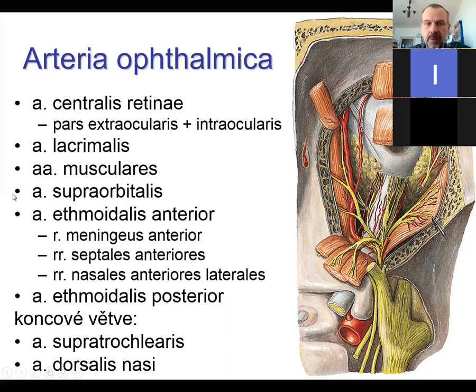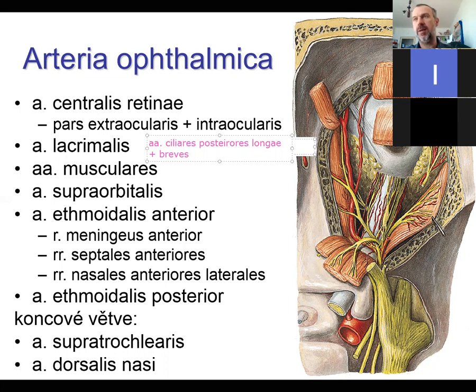And then we do not have it written, the branches which do not supply the orbit, but which supply the eyeball itself. And these branches should be added. These branches are called arteriae ciliares posteriores, longae and breves. So in English, short and long posterior ciliary arteries.